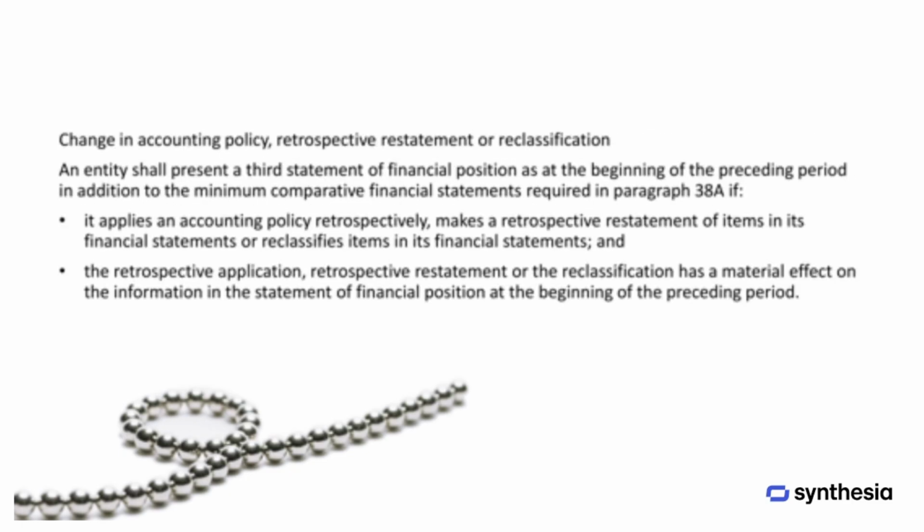When an entity applies a change in accounting policy retrospectively, makes a retrospective restatement, or reclassifies items in its financial statements, and this has a material impact on the information presented, it must provide an additional comparative statement of financial position as at the beginning of the preceding period. This third statement, along with the usual 2 comparative periods, ensures users can clearly see the effects of these changes on the entity's financial position over time.